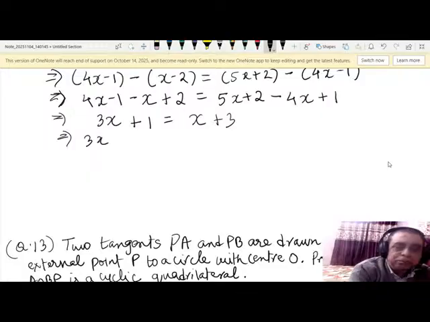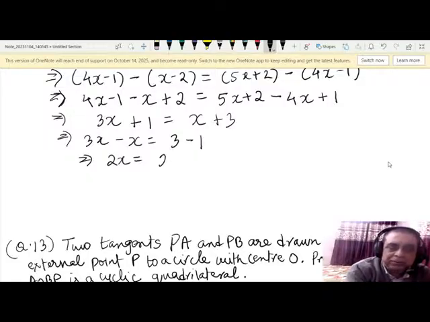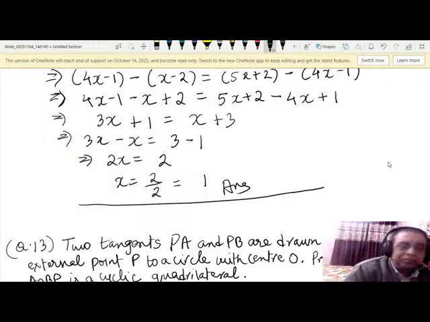So plus x, I am moving to the left side of the equal sign. It is minus x. And here we write 3 and plus 1, I am moving to the right. It is minus 1. So 3x minus x is 2x. Its value is 3 minus 1, which is 2. So what will be the value of x? Here 2 moving to the right will change to divide. So 2 divided by 2 is 1. So that is the value of x. So this sum is done.